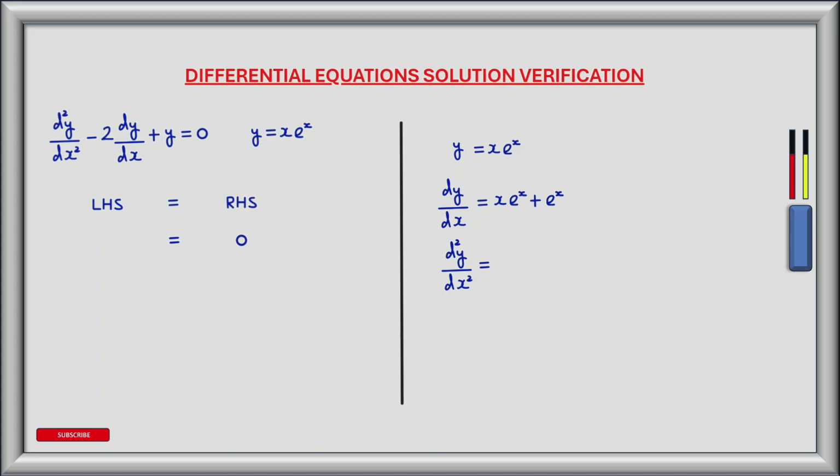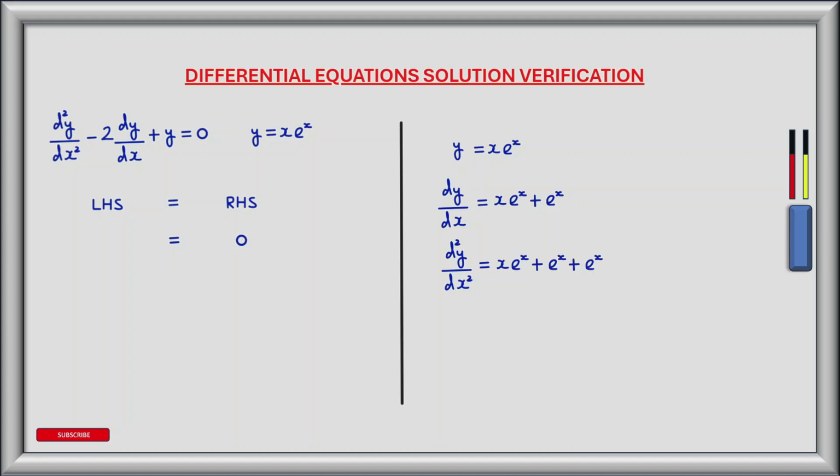So to find the first derivative of y equals x times e to the power of x, we need to use the product rule. So the first derivative is x times the derivative of e to the x, which is e to the x, plus e to the x times the derivative of x. So the derivative of x is 1. So the first derivative is x times e to the x plus e to the x.